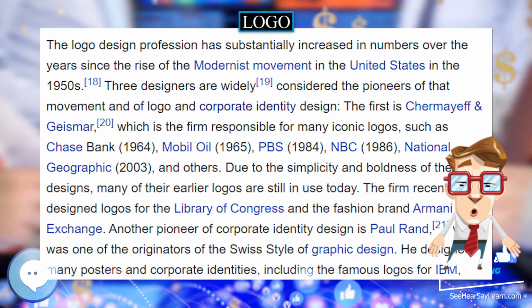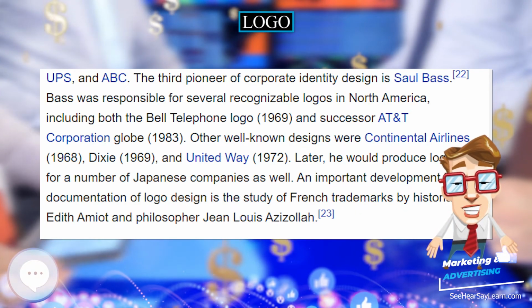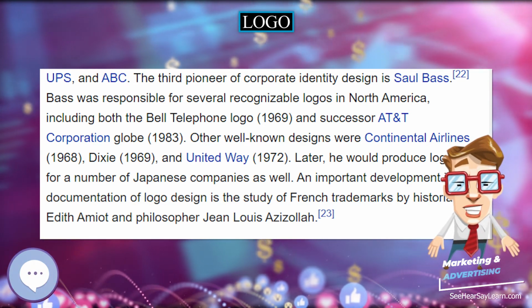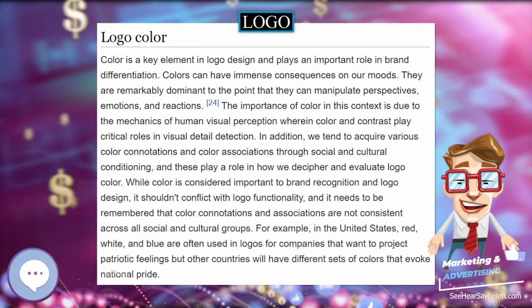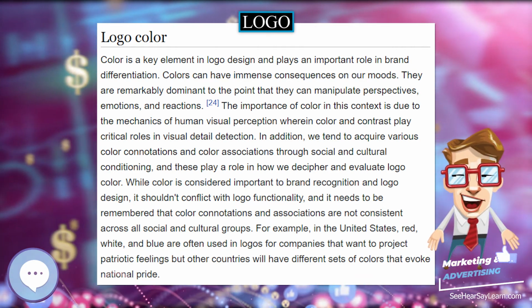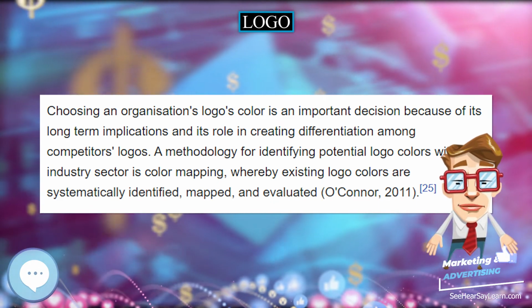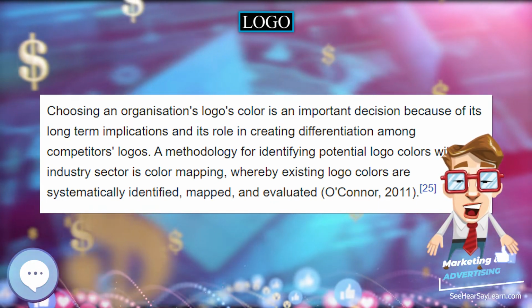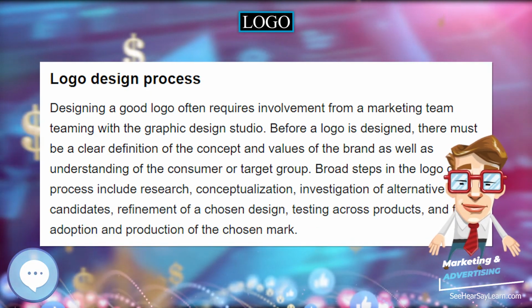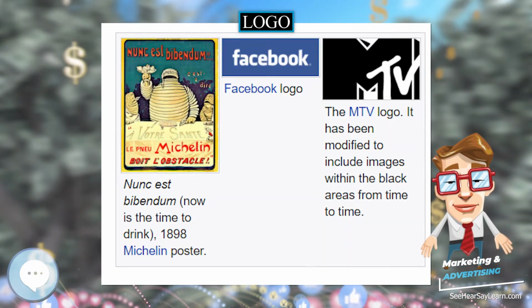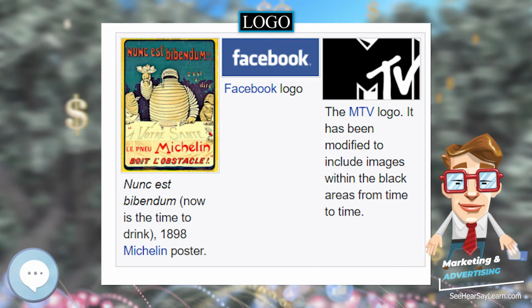Choosing an organization's logo color is an important decision because of its long-term implications and its role in creating differentiation among competitors' logos. A methodology for identifying potential logo colors within an industry sector is color mapping, whereby existing logo colors are systematically identified, mapped, and evaluated. O'Connor, 2011. Logo design process.